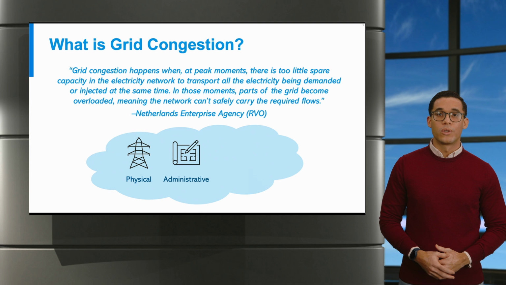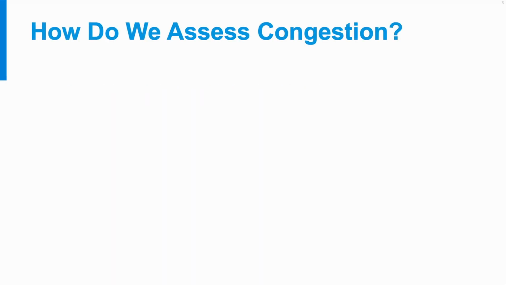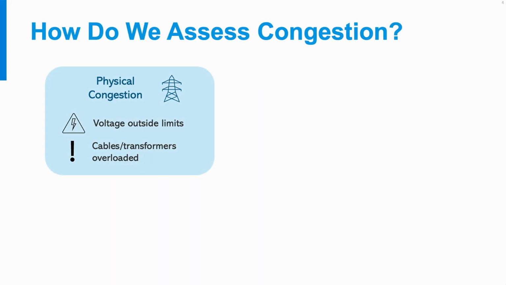Additionally, congestion is not only a technical issue. It is both a physical and an administrative problem, and it is also shaped by rules and regulation. In the next slide, we will explore this. We can look at congestion from two angles. From a physical perspective, congestion is visible in real time through issues like voltage violations and overloaded assets like cables and transformers running beyond safe limits.